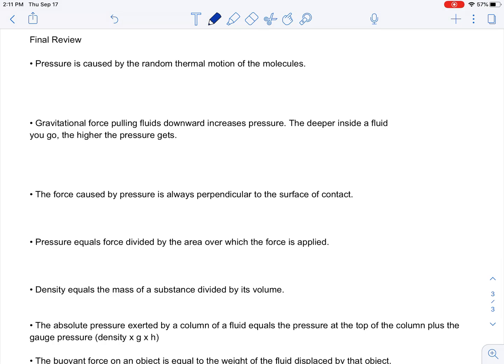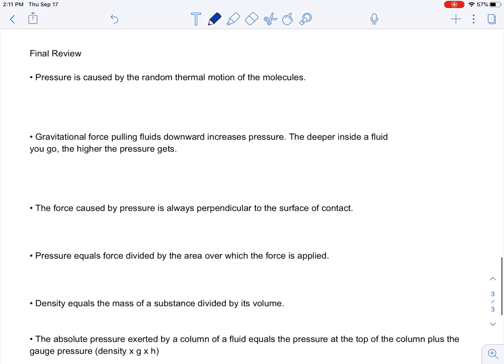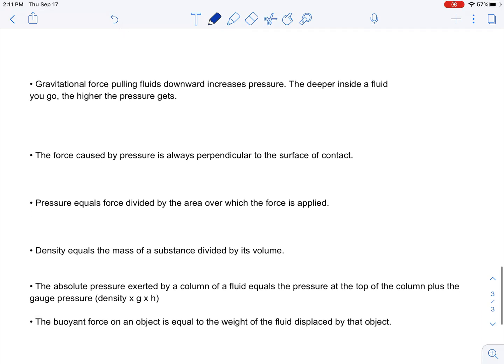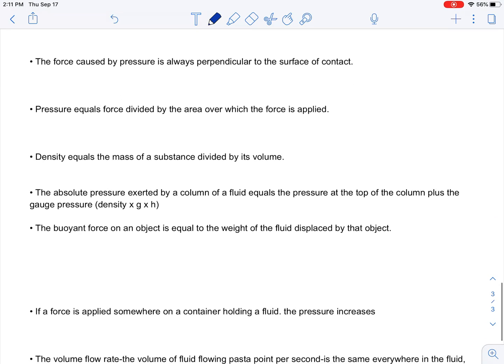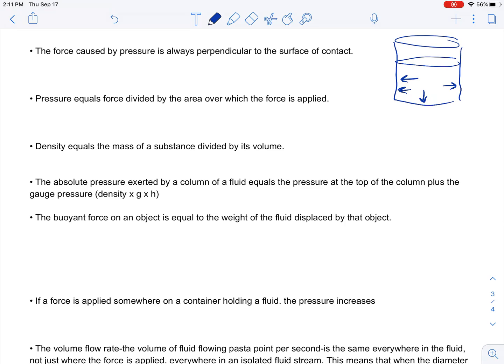Final big ideas. Pressure is caused by the random thermal motion of the molecules. So molecules have to have some temperature above zero in order to have some pressure. Gravitational force increases pressure. The deeper inside of a fluid you go, the higher the pressure gets. The force caused by pressure is always perpendicular to the surface of contact. So if I'm inside of a glass jar, the pressure is going to be perpendicular or normal to the walls.